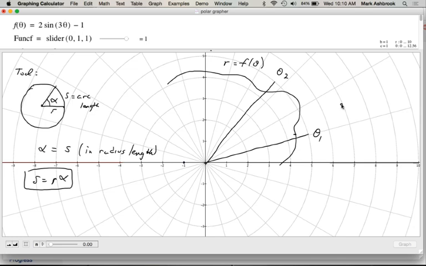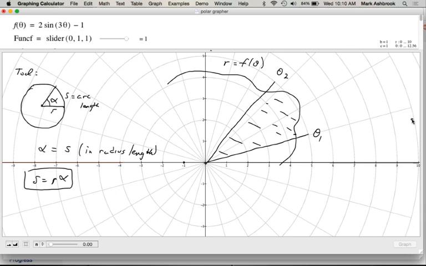As we change from theta 1 to theta 2, with r as this boundary, that's going to define an area, right? There is some area that gets swept out. So how can we find that? So back to our geometry unit.